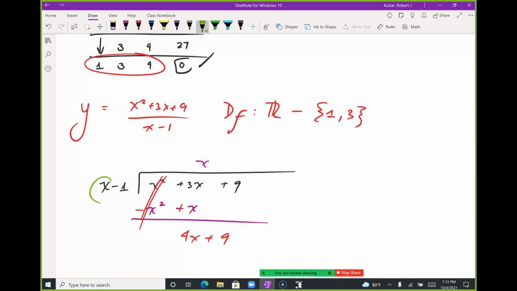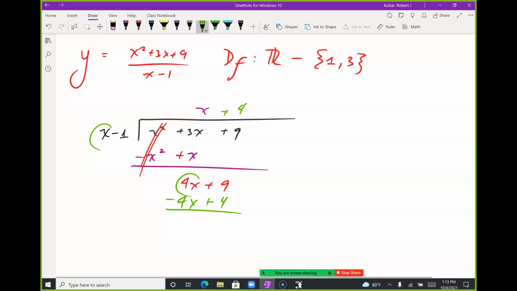Now I'm asking x times what is 4x, and the answer is 4. And I come back and multiply, I get 4x minus 4, change my signs and add, I get a remainder of 13. I don't care about the remainder of 13, but my oblique asymptote is y equals x plus 4.